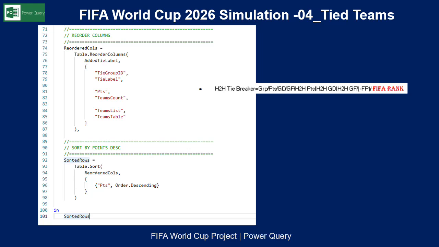Finally, we sort the tied groups by their points. At this stage, we still haven't decided which team ranks higher. We've simply identified every situation where FIFA's official tie-breaking rules must be applied. Think of this query as creating a work list for the ranking engine.